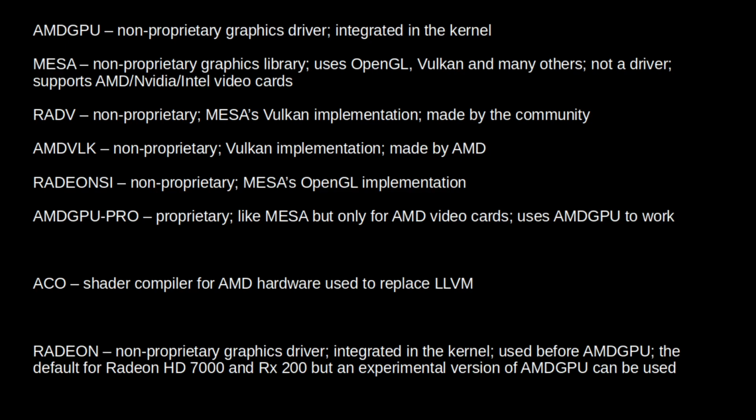ACO is a shader compiler for AMD hardware. It's used to replace LLVM. LLVM is a huge project, shader compilation being one of the things that it does. So ACO is reportedly much better at shader compilation. It gives positive results when it comes to video games. It has been included in Mesa since Mesa version 19.3, and it uses RADV.